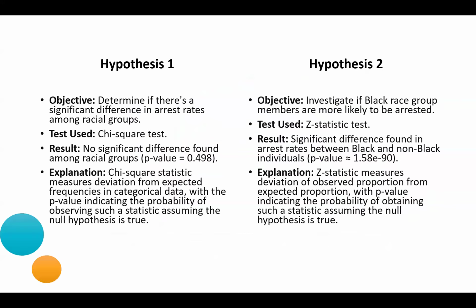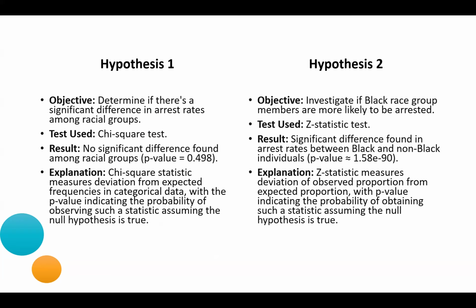Hypothesis one's objective is to determine if there is a significant difference in arrest rates among racial groups. The test used here is the Chi-square test. The result we got from that is no significant difference found among racial groups, and the p-value for this one is 0.498. The explanation: the Chi-square statistic measures deviations from expected frequencies in categorical data, with the p-value indicating the probability of observing such a statistic assuming the null hypothesis is true.